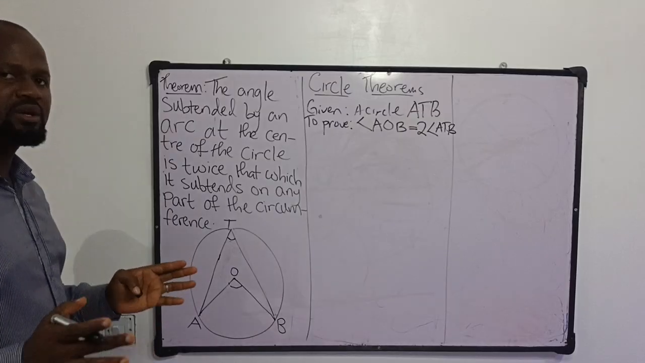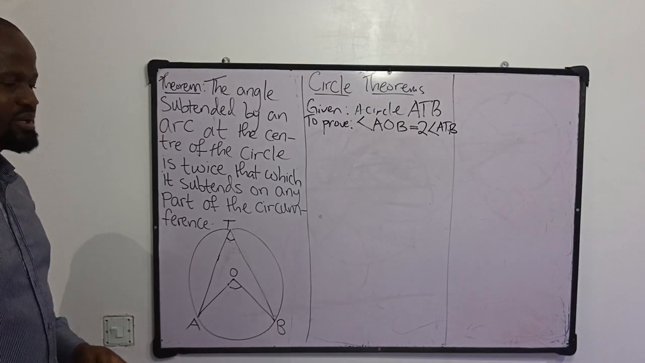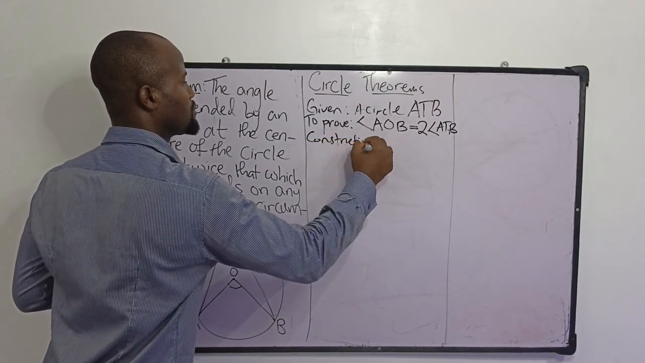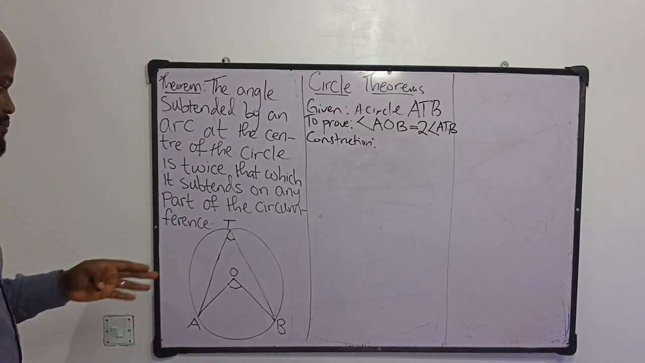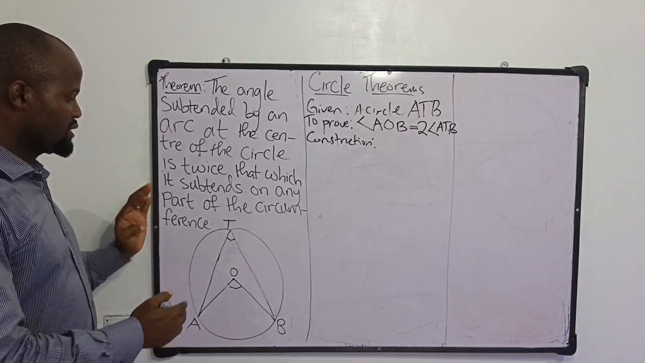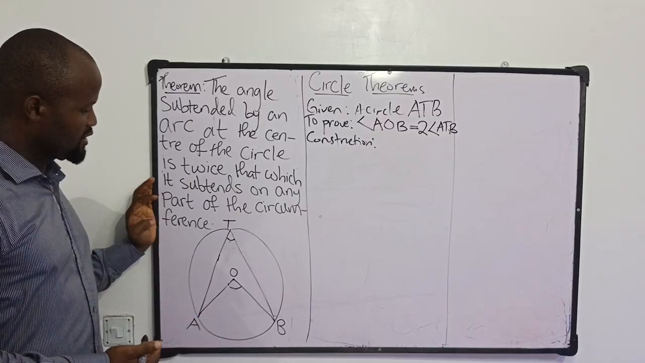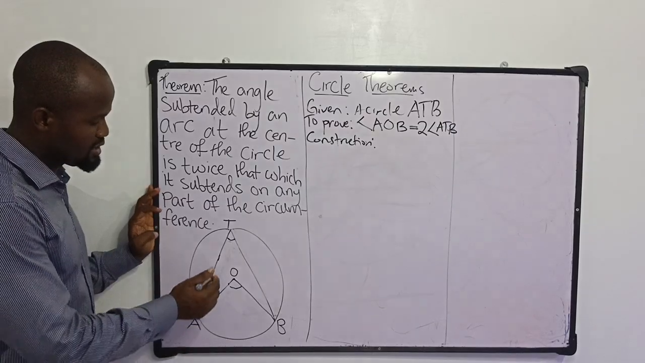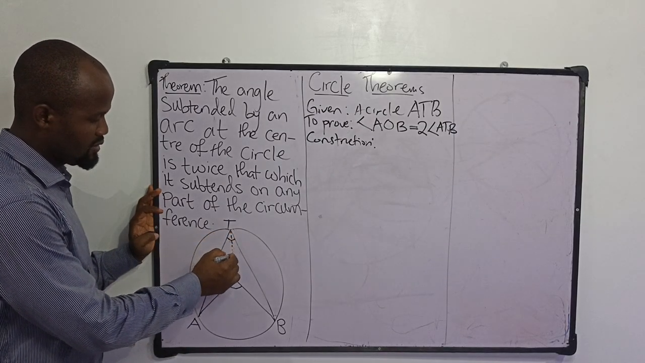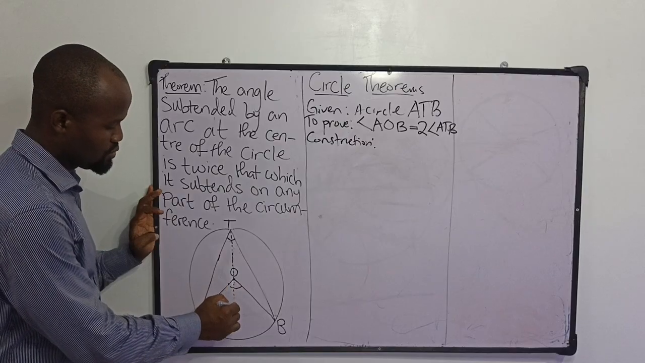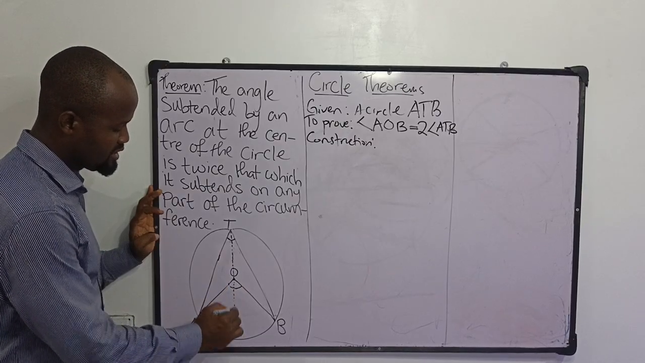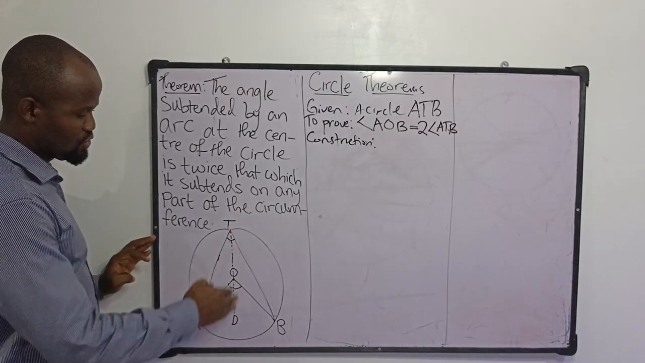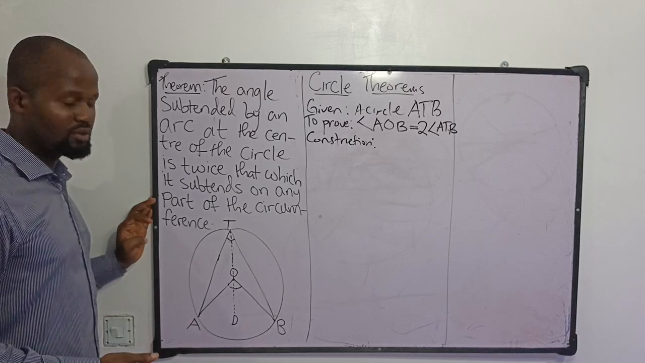And do we need to make any construction? Yes, we need to make a construction. Now look at this diagram. What construction are we going to make that will help us get to our proof easily? I am going to divide this into 2. I'm going to produce a line that will cut this center into 2 and lead it to a point D. It doesn't matter where the D stops. What just matters is that I have divided this into two parts, and we're going to see how this is going to help our proof.